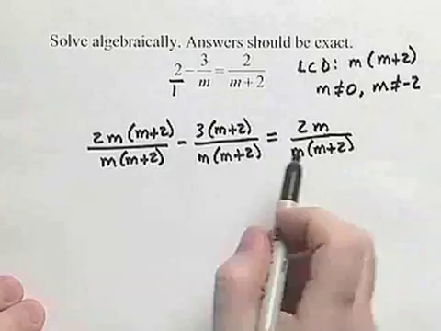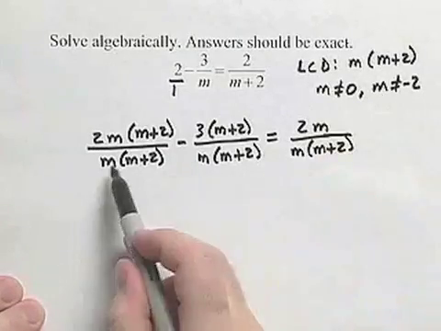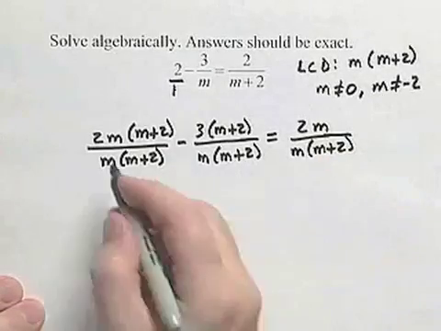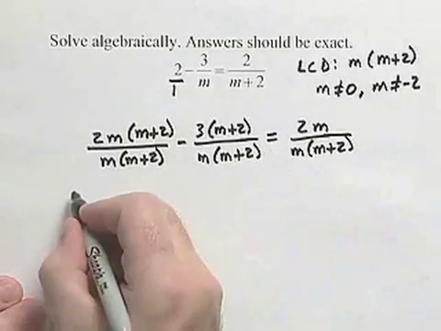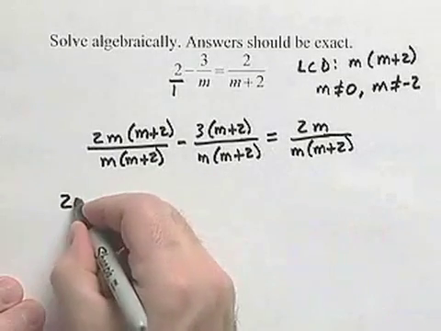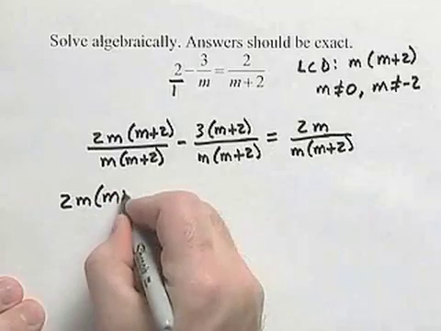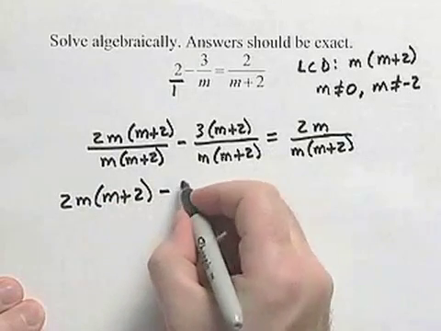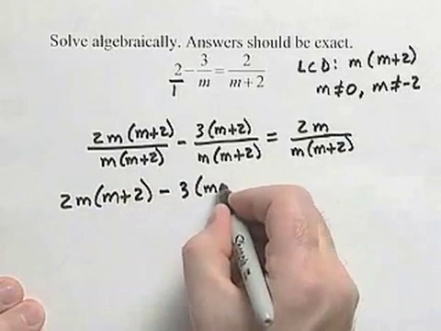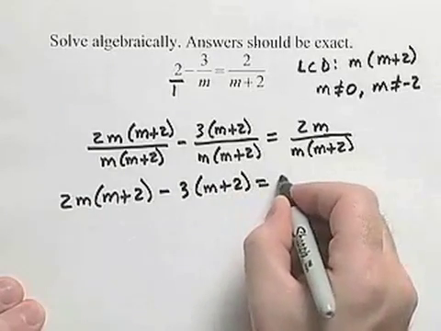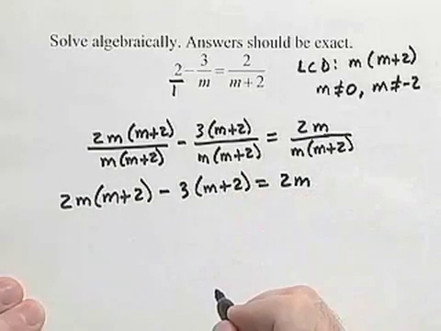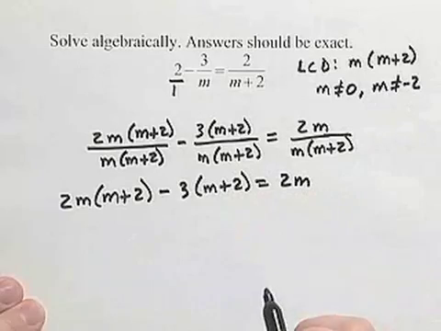Now, if we multiply both sides by the least common denominator, each of these denominators is going to cancel, and we're just going to be left with our numerators. So we're going to rewrite those. We'll have 2m times m plus 2 minus 3 times m plus 2. That's going to equal 2m. Remember, we have our restricted values here.